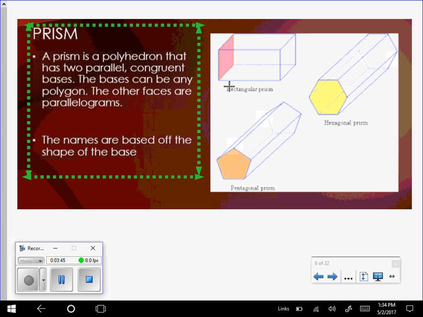So a prism is a polyhedron that has 2 parallel congruent bases. So if you see, the bases of these prisms are the same on either side. So they are parallel and congruent. So they are exactly the same on the sides. The bases can be any polygon, and the other faces are parallelograms. So you can see these parallelograms are just like rectangles essentially, but they're parallel to each other.